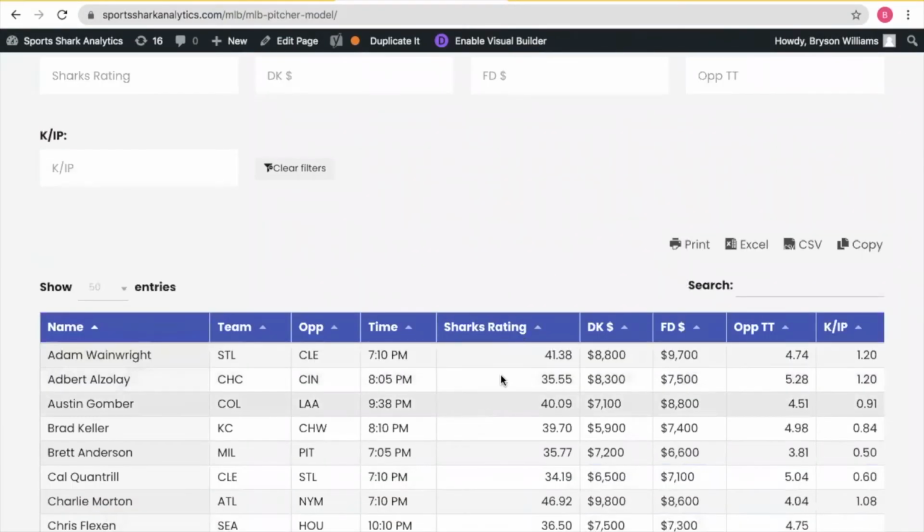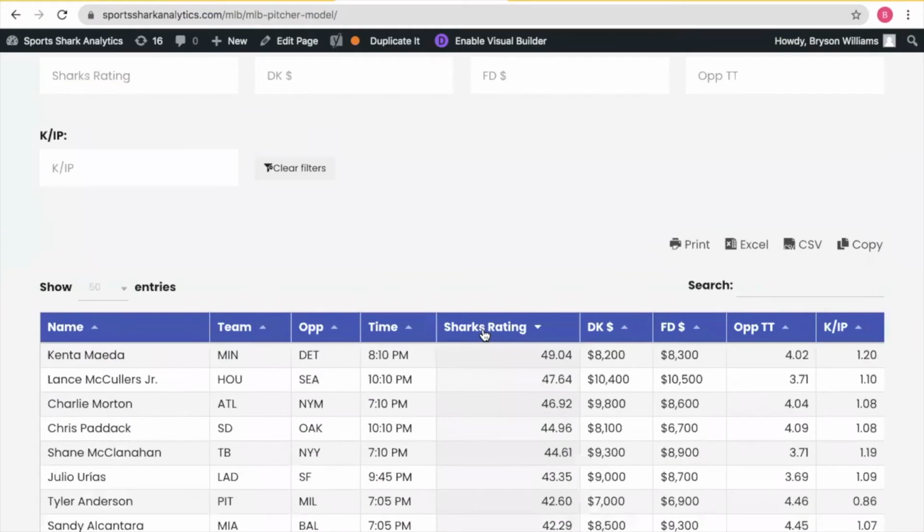First thing I would do, I would sort the Sharp rating and see who we're high on. So on this day, we were high on Mediya. He had a decent game. He would have had the win if the Twins didn't blow it in the top of the 9th. He was our highest Sharp rating, with a pretty good price range on both sites. Lance was next. He was the highest priced pitcher on both sites.